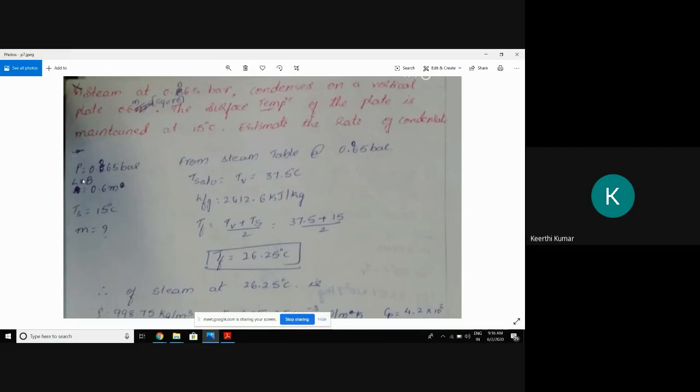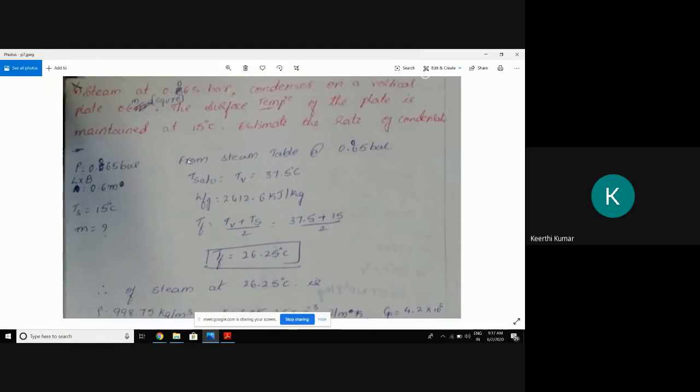So go back to the data handbook. In the data handbook, it is not available. You're supposed to go for steam tables. From the steam table at 0.065 bar, if we check, the temperature of the vapor will be 37.5. This is the addition in this problem. Instead of giving T vapor directly, he has given the pressure. You're supposed to go to the steam table and take the value of T vapor.